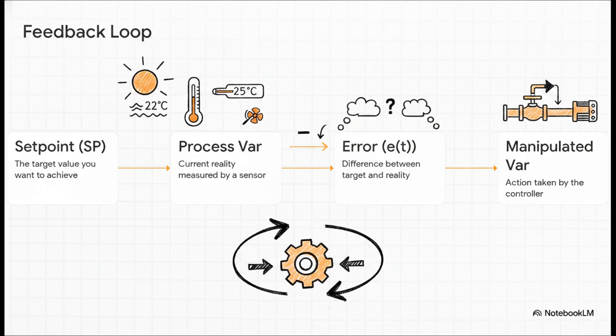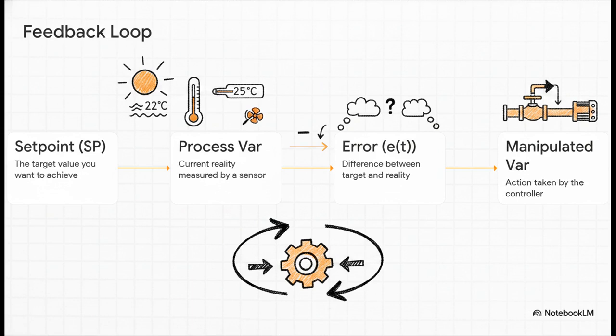Think of it like saying, I want the room to be a crisp 22 degrees Celsius. Second is the process variable, or PV. This is your current reality, usually measured by a sensor. Let's say the room is actually sitting at 25 degrees. Third is the error. This is simply the mathematical difference between your set point and your process variable. You want 22, you're at 25, so boom, you have an error.